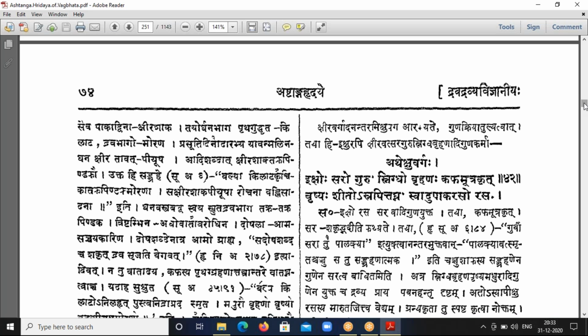Ikshoho Resaha. That is the first stuff what we are going to explain. Juice. Ikshoho Resaha Saraha Guruhu Snigdhaha Brahmanaha Kabhamutra Krut.